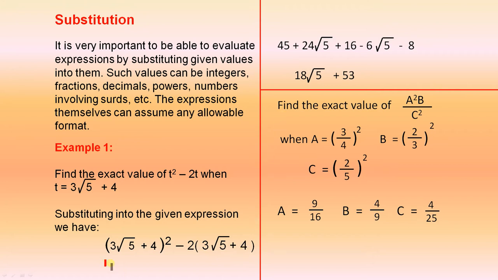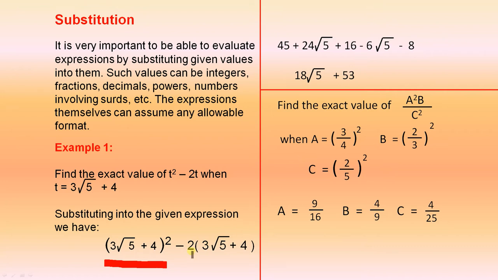Now, when we square this expression, if you remember from an earlier video, it's the first squared plus twice their product plus the second squared. So 3 root 5 all squared is 45. 4 times 3 root 5 times 2, because it's twice their product, gives us 24 root 5. And the second term squared, 4 squared, is 16.